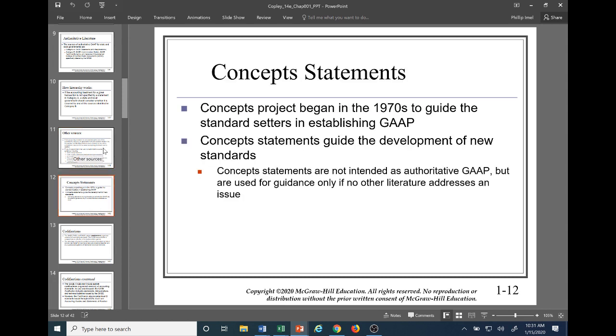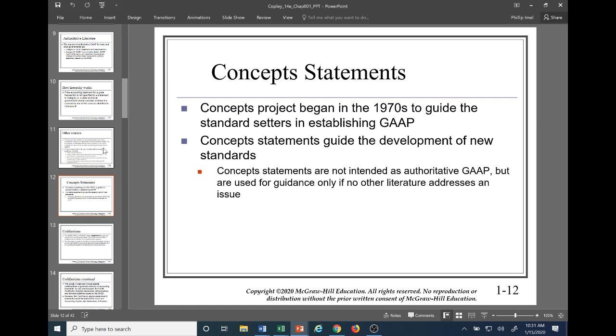Okay, the next thing that we're going to talk about is the concept statements. The concepts projects began around the 1970s, and it was to guide the standard setters in establishing GAAP. Obviously, like I said, the concept statements just help guide the standard setters in setting or promulgating GAAP. So they're not intended to be authoritative GAAP.